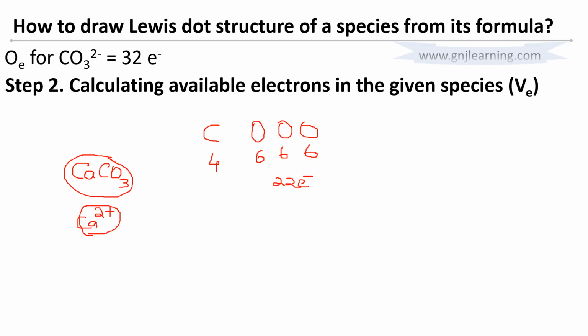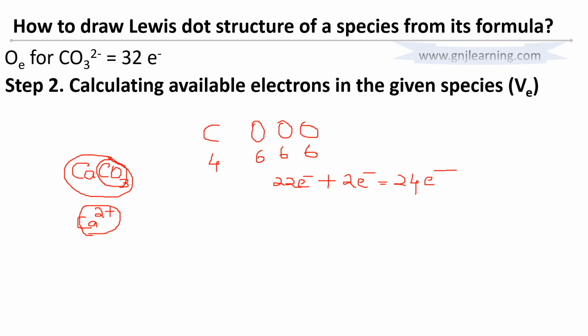So what happened to those 2 electrons? They are accepted by the anion. The anion is CO3 2 minus. So apart from its valence electrons, CO3 has an additional 2 electrons from the counter ion, the species that is the cation. So it has got these 2 electrons from its partner. Clear? So for the total number of available electrons, you have to add those electrons also. With those additional 2 electrons, the total will be 24 electrons.